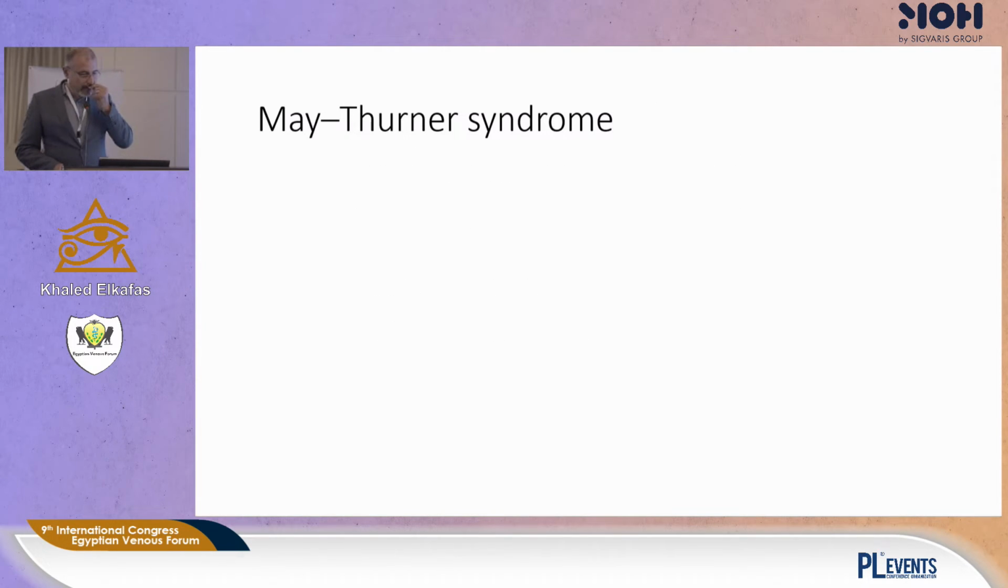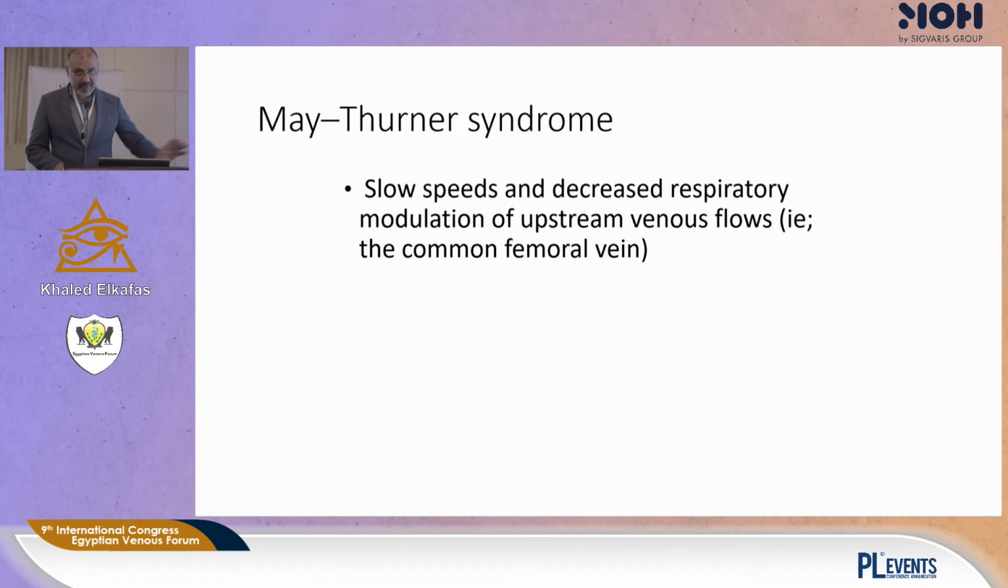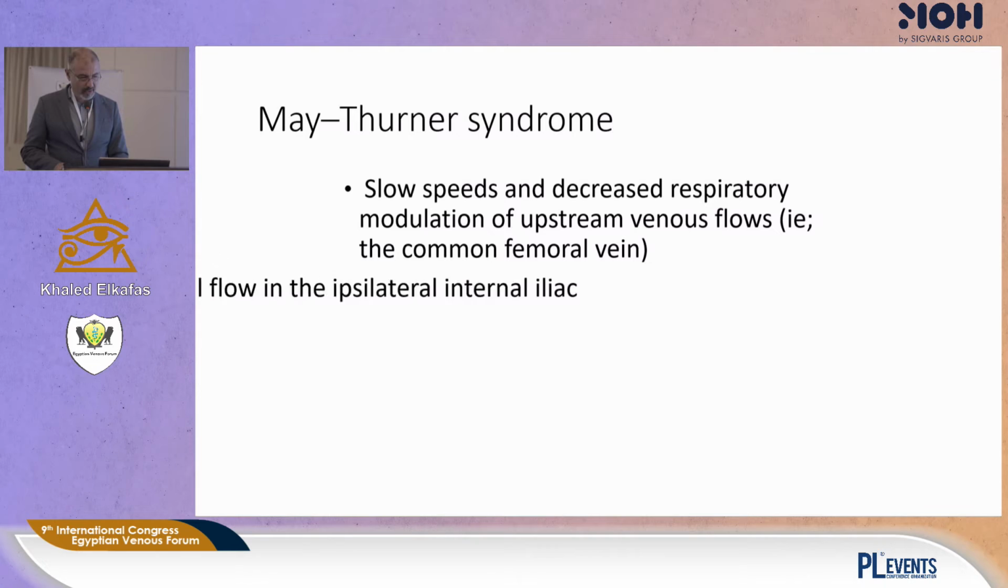Examination of the iliac vein to exclude May-Turner syndrome. As we all know, May-Turner syndrome is compression of the left common iliac vein by the crossing of the right common iliac artery. We have indirect signs to suspect this. When examining the common femoral vein, we have a low speed flow in the common femoral vein with loss of respiratory phasicity on the left side, so we can suspect the presence of May-Turner syndrome.